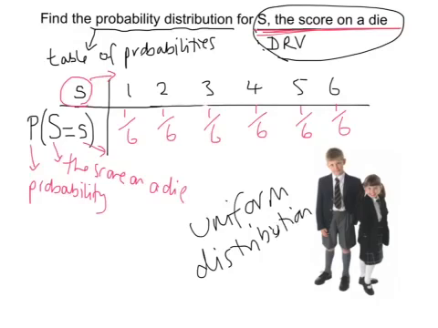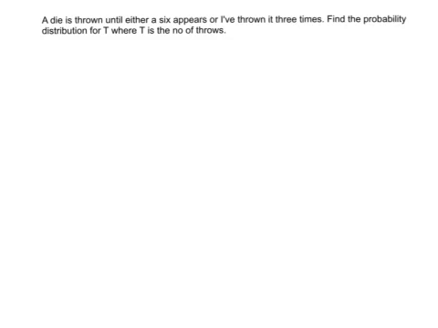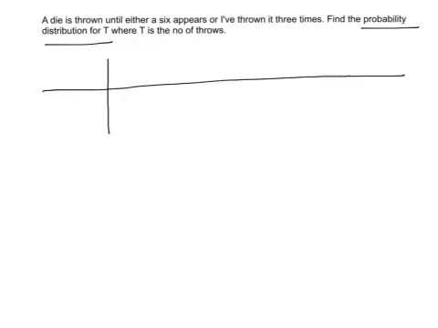Okay, all right, so that one's got its own name. Okay, a more complicated example now. I'm going to throw a dice until I get a 6, or until I've thrown it 3 times. And I want to find the probability distribution. Now, the probability distribution is just a table of probabilities, so here it comes, for this random variable, capital T.